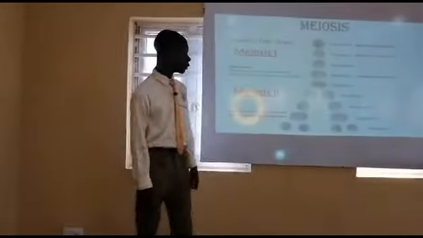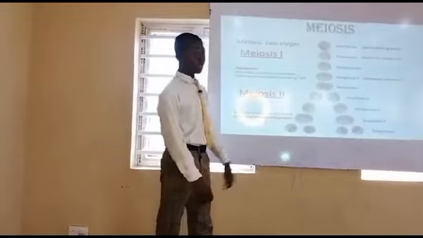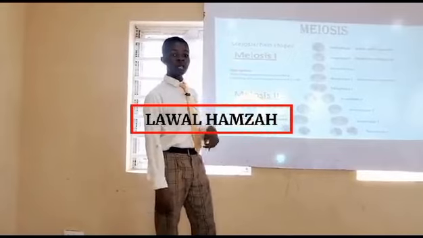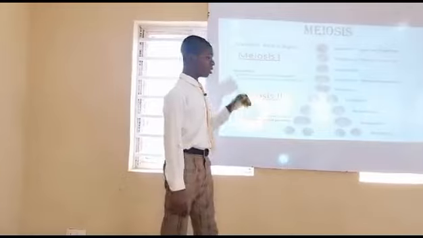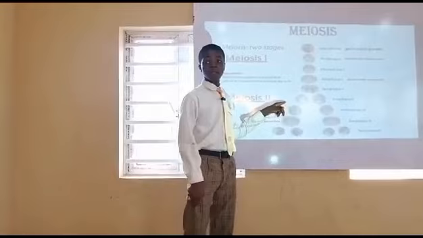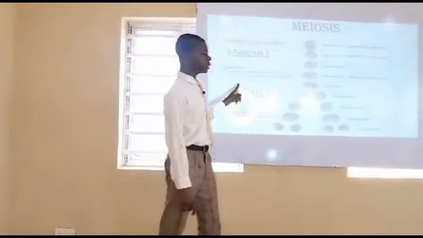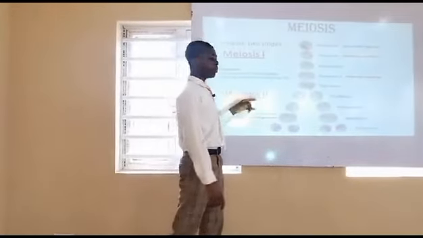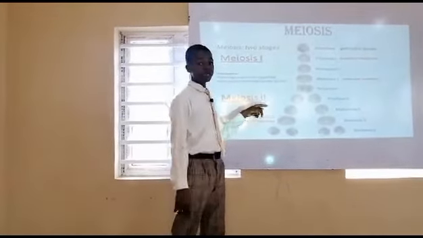Moving on, we have prophase 2. Here in prophase 2, the nuclear envelope breaks down and disappears. Then the chromosomes condense further. After that, the centrioles are formed. After the centrioles are formed, the spindle apparatus is used to separate the sister chromatids.